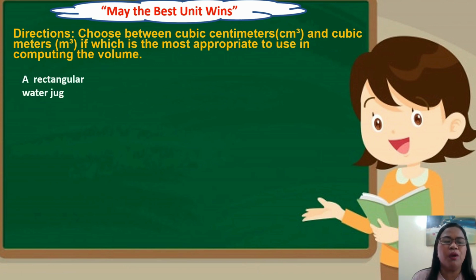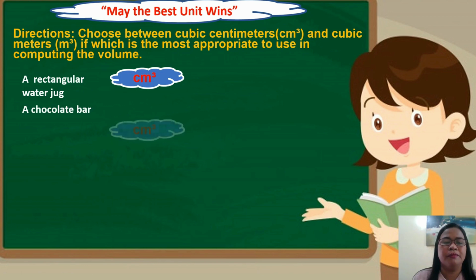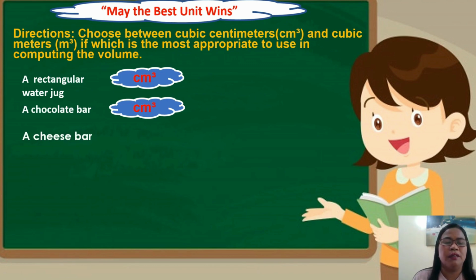A rectangular water jug. What do you think is the correct unit of measurement to be used? Very good. We must use cubic centimeter. How about a chocolate bar? You're right. We need to use cubic centimeter. A cheese bar. What do you think is the answer? Correct. We need to use cubic centimeter.